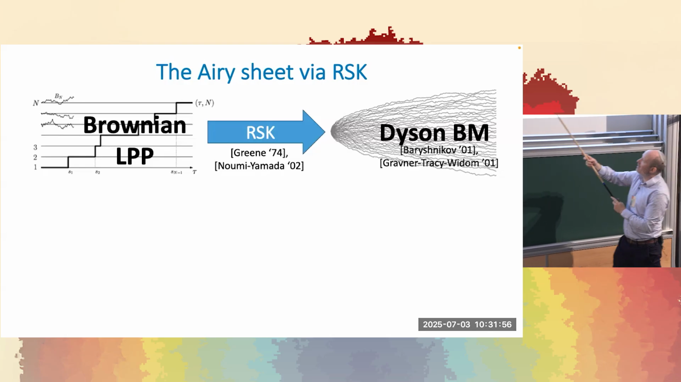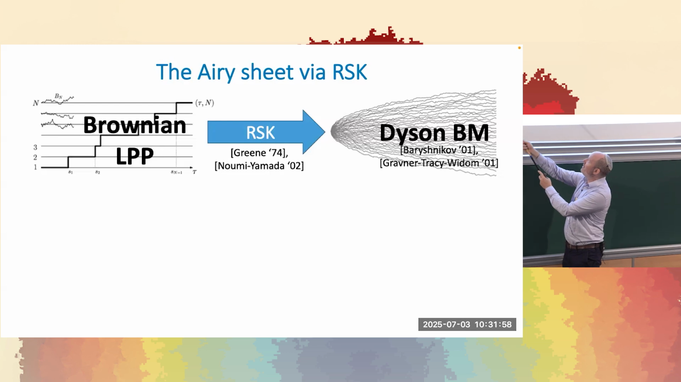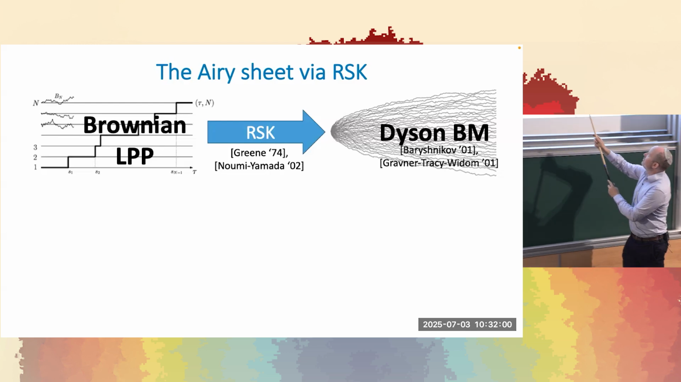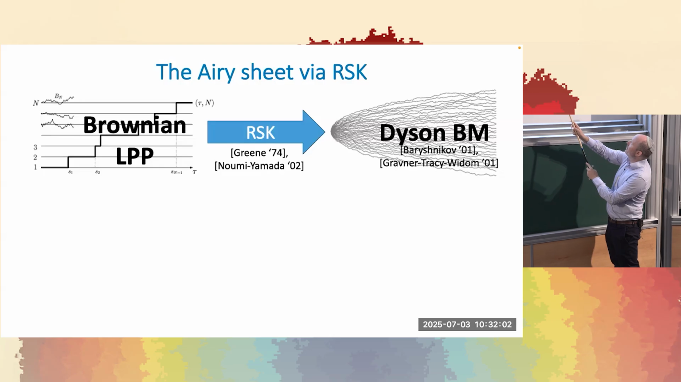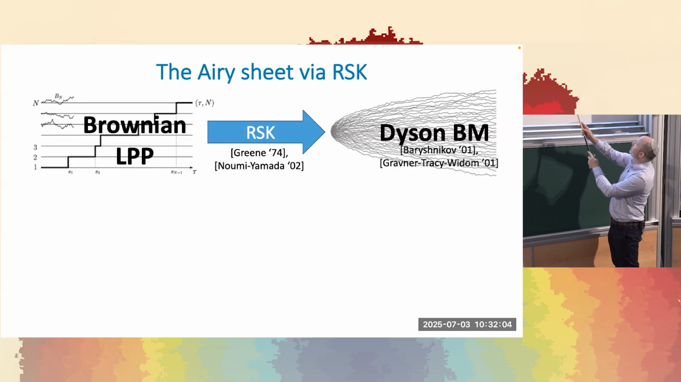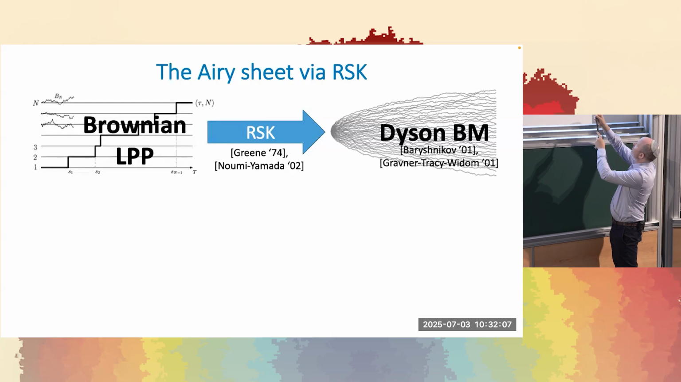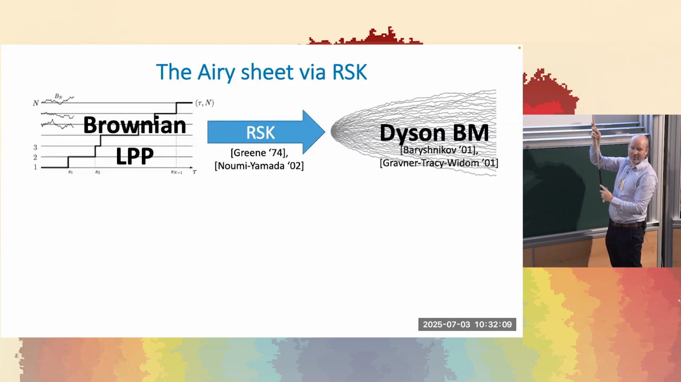So if I want to know what happens as I vary the starting time and the ending time, what I ought to do is vary the starting time and look at it as a kind of variational problem through this Dyson-Brownian motion and maximize all of the increments to my ending time.